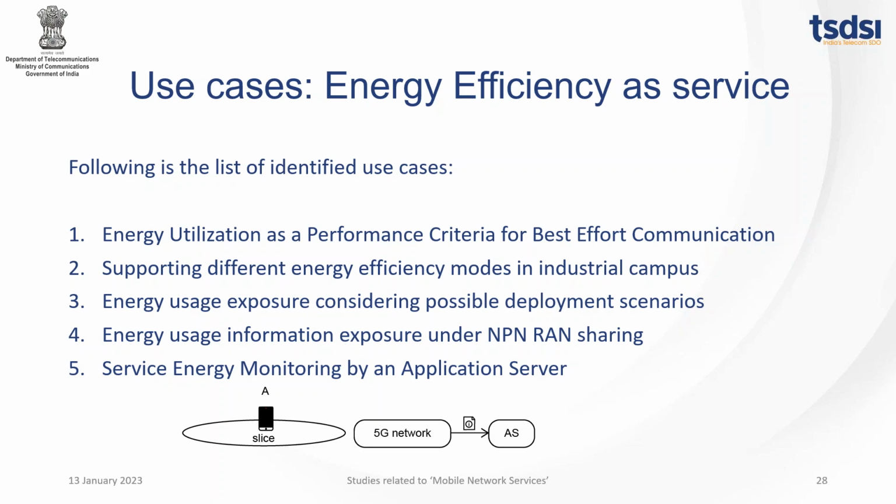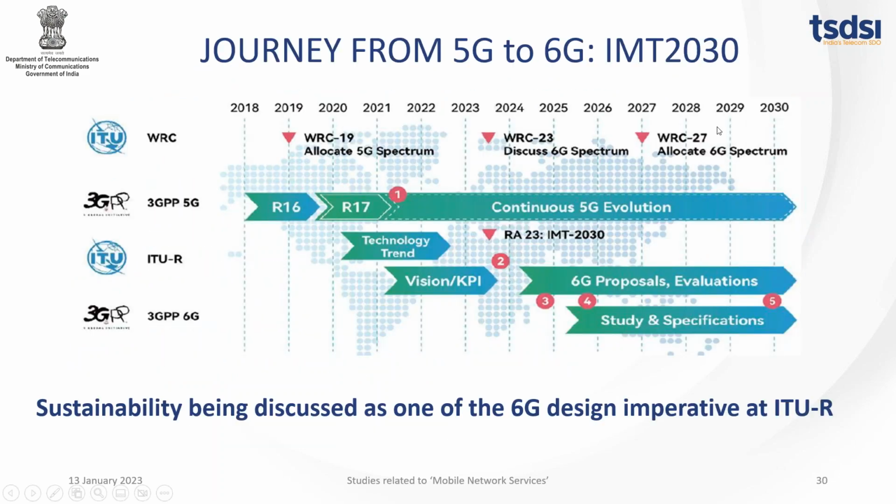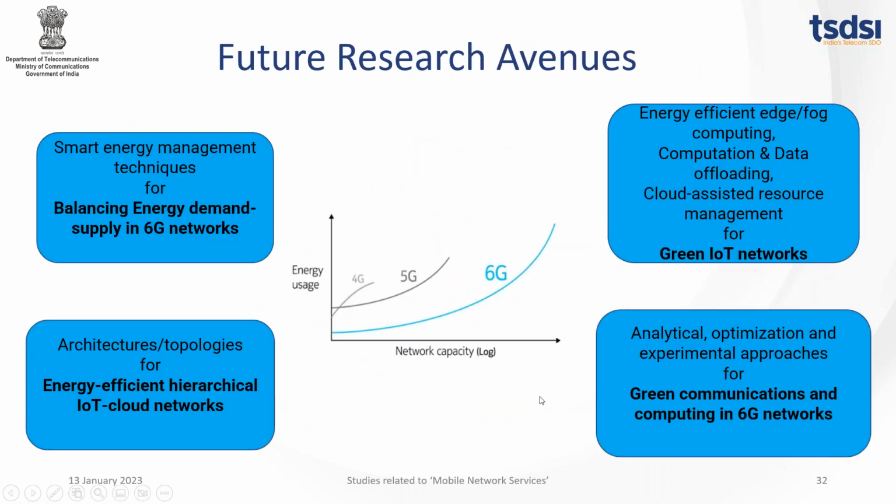So in the interest of time, I'll go quick. Towards 6G, how is this related to 6G? The IMT 2030 vision and requirements are being frozen in their final stages at ITU IMT. Now, sustainability is being discussed as one of the 6G design imperatives, and hence this is just a precursor. For example, this particular arena of energy efficiency falls into the sustainability pole and would give rise to much future work, which I have tried to capture in the next slide.